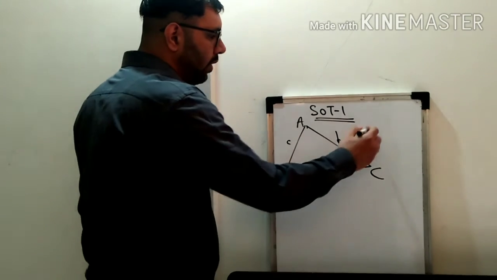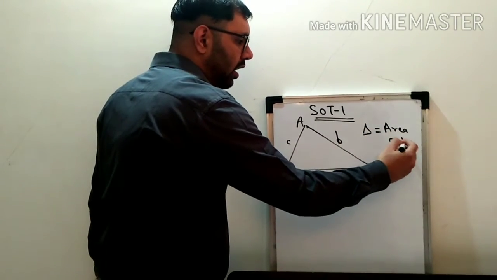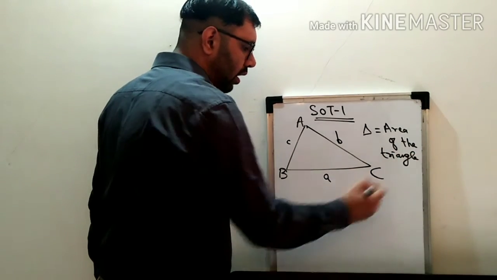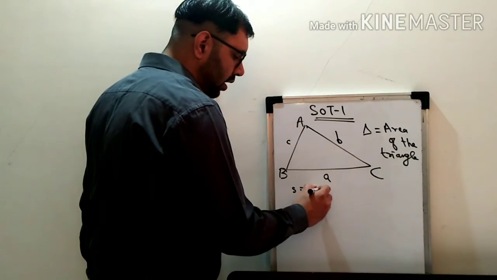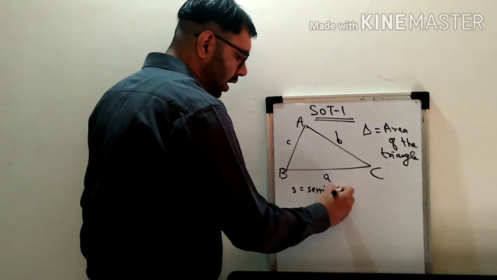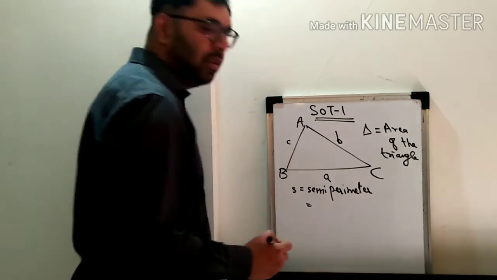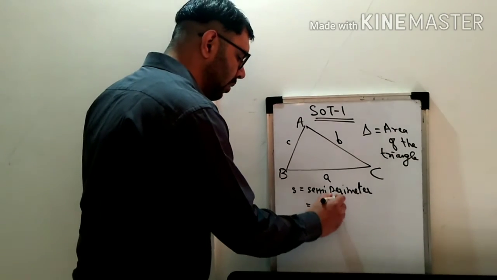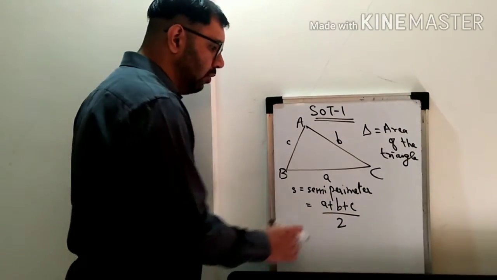Delta denotes the area of the triangle. S is equal to the semi-perimeter. Semi-perimeter means perimeter divided by 2. So for perimeter we will add all the 3 sides of the triangle and then divide that by 2.